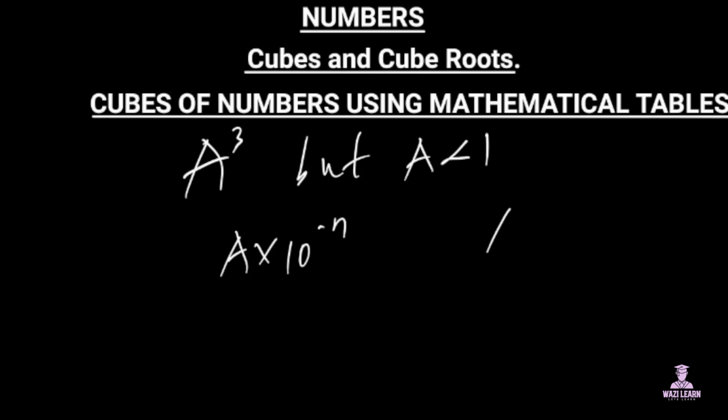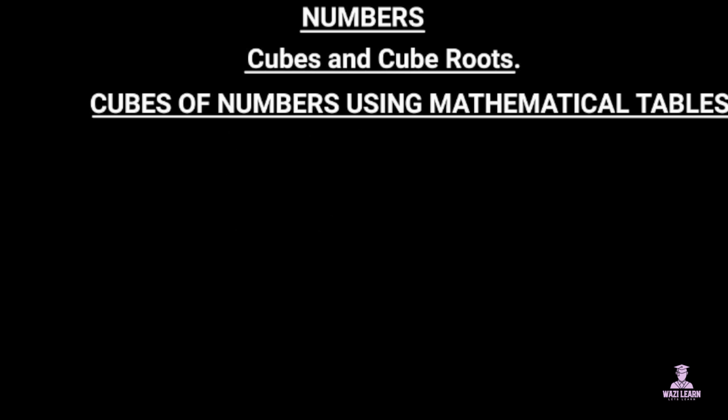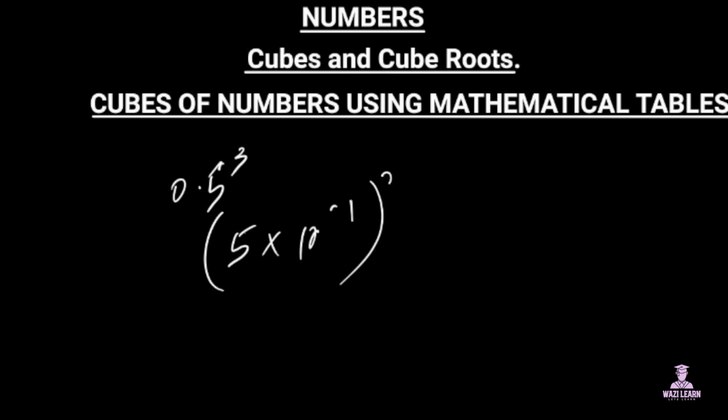So make sure A is greater or equal to 1 but less than 10. So let's look at some practical examples. Let's say find the cube of the number 0.5. We'll write it in standard form as 5 times 10 raised to negative 1. So you find the cube of that.